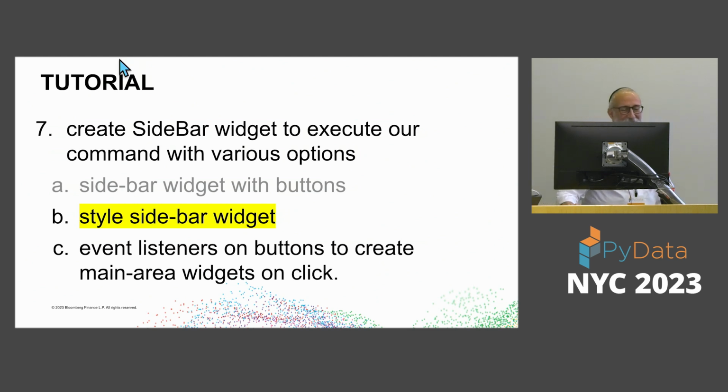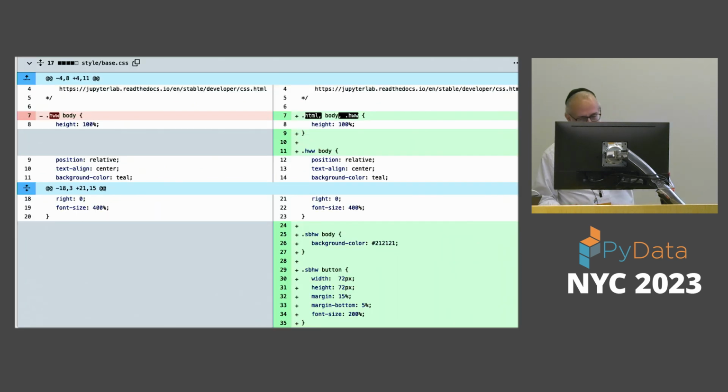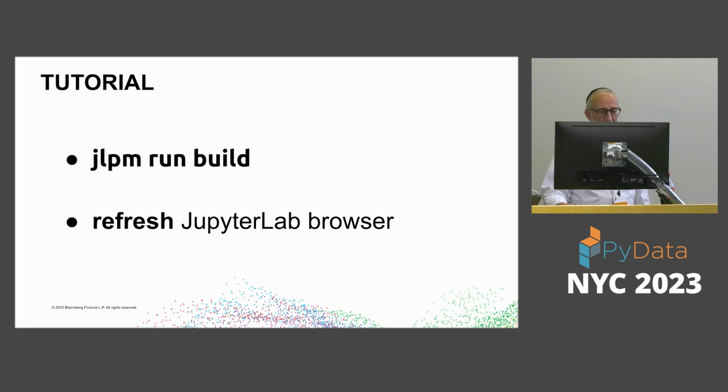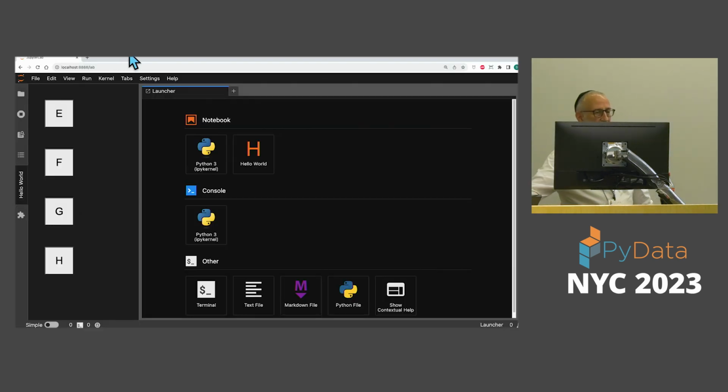All right, so now we're going to style the sidebar widget. I'm not going to go into this, we'll save a little time. Basically, I just made the buttons bigger and gave it a similar background color as the others. Run the build, refresh the browser, and now the sidebar looks like this. E, F, G, and H buttons.